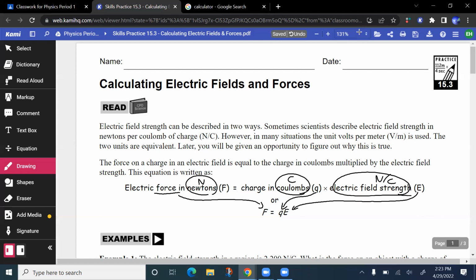So again, just to recap, if I am given newtons, I will assign the variable F for force. If I'm given coulombs, I will assign the variable Q for charge. And if I'm given newtons per coulomb, I will assign the variable E, which is electric field strength. Let's go ahead and begin.